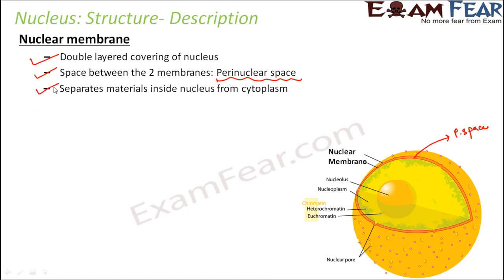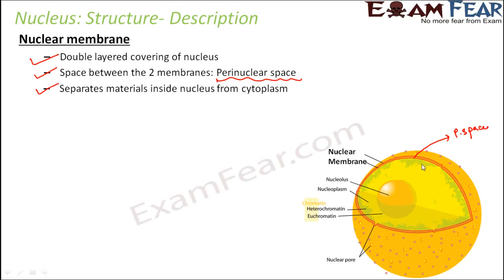It separates materials inside the nucleus from the cytoplasm. That is the purpose of the nuclear membrane. It wants to keep the genetic material organized and intact. That is why it separates it from the remaining part of the cell. This nuclear membrane also helps in maintaining the shape of the nucleus, because when you have a boundary or a border, the shape is also retained.